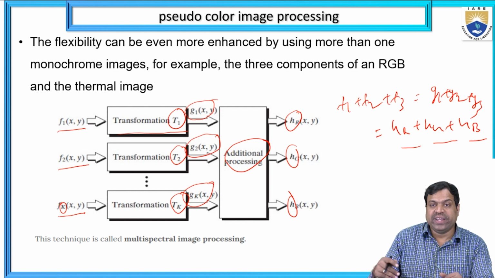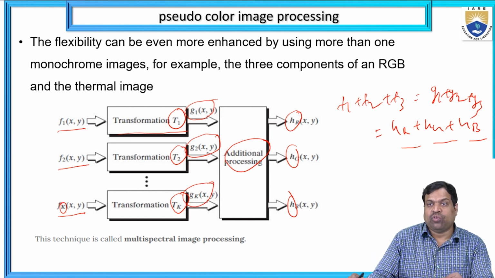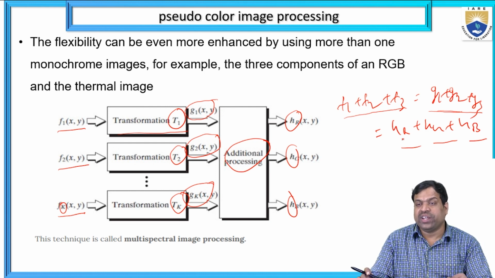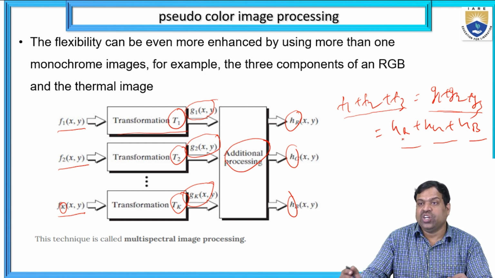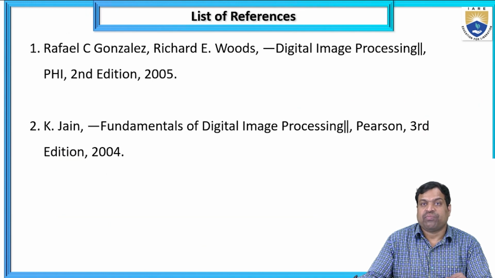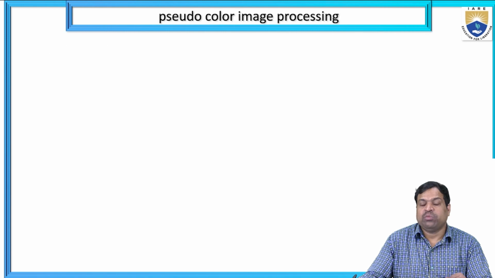It is called multi-spectral image processing. So what are the outputs? Input is f1 plus f2 plus f3, and the color combinations are g1 plus g2 plus g3. Finally, what is the output we are getting? Which color we are getting: hr plus hg plus hb. These are the output color combinations. It is multi-spectral image processing. That was about pseudo color image processing.